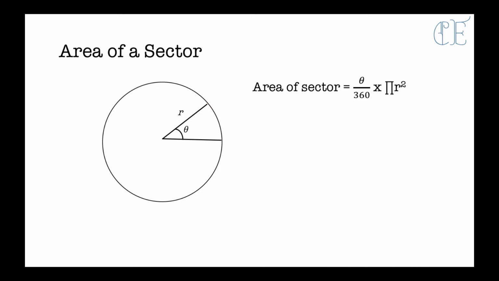Let's have a look at the area of a sector now, and then we'll do some more examples. To work out the area of a sector, this is the formula that you must use. It's the angle at the centre divided by 360, because that's the fraction that we need, times by pi r squared. We need to use pi r squared because that's how we would find the area of the entire circle, and what we're doing here is just finding a fraction of it.